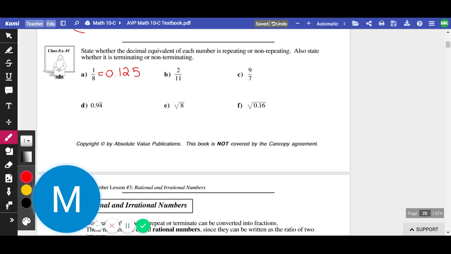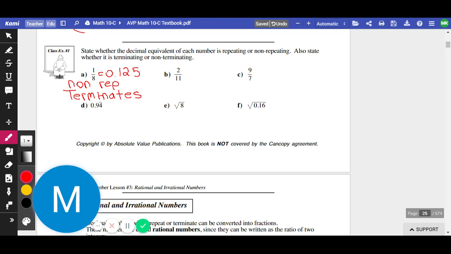Would that be a repeating decimal? Nope, that thing does not repeat, so it's non-repeating. I'm just putting non-rep. Does that decimal terminate? Yeah, right, it stops, so we would say it terminates. Kind of get a hang of it.